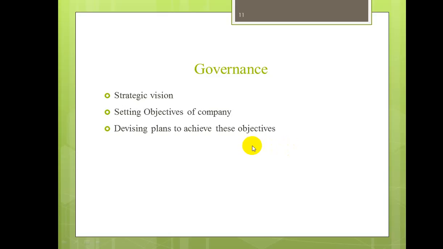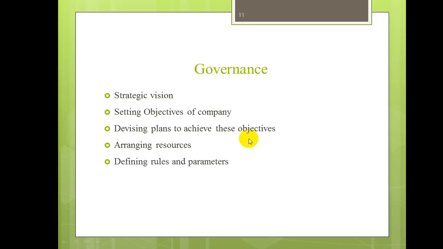Now next one we have arranging the resources. Corporate governors are arranging the resources for achieving the objectives. So actually you are arranging all the resources for achieving the objectives.